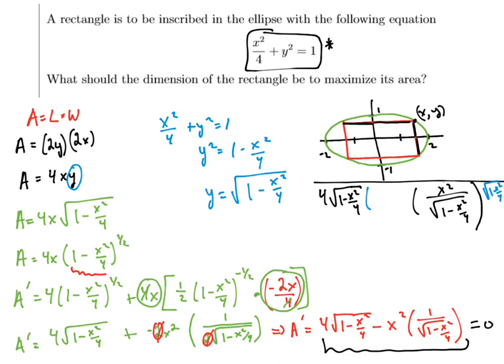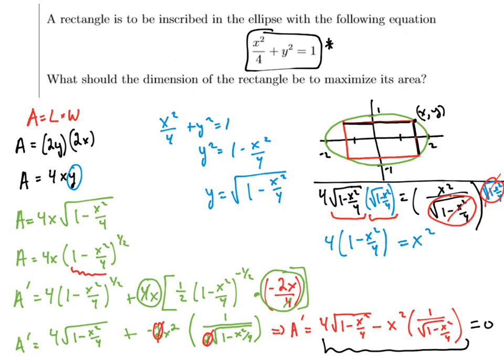So times square root 1 minus x squared over 4. Okay, so on the right-hand side, these two terms will cancel. Then on the left-hand side, I have two radicals that are getting multiplied together. Those radicals are the exact same thing, so I'm just left with the radicand. So I could rewrite this as 4 times 1 minus x squared over 4, and that is equal to x squared on the right-hand side.